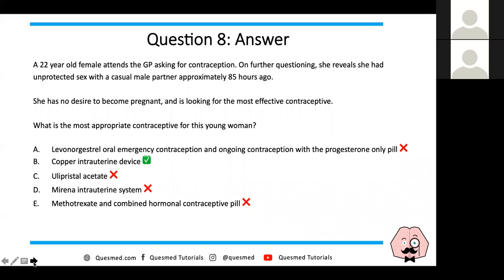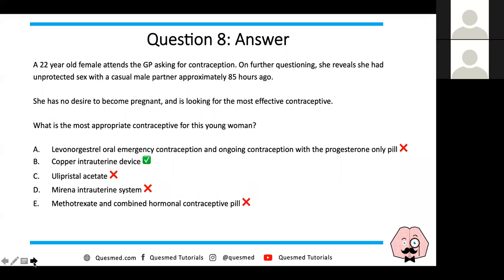And like I said, it has the added advantage that it can stay in situ for 3, 5, 10 years and provide effective ongoing contraception. So if it is someone that is likely to go on and have other unprotected sex, the copper coil is a great option because it's very effective at preventing pregnancy.